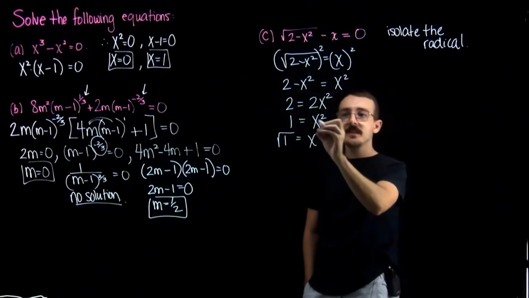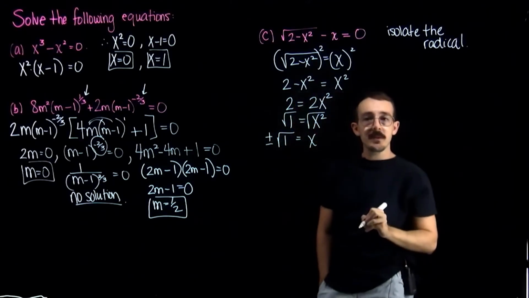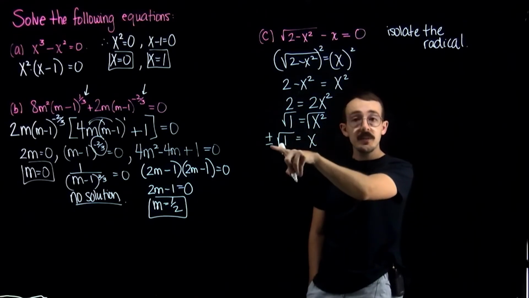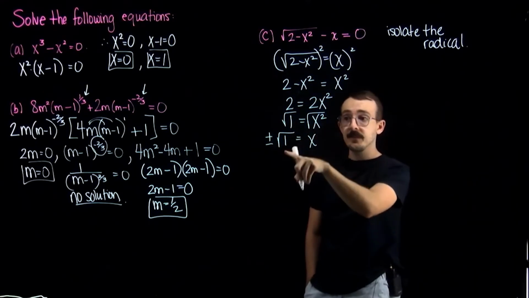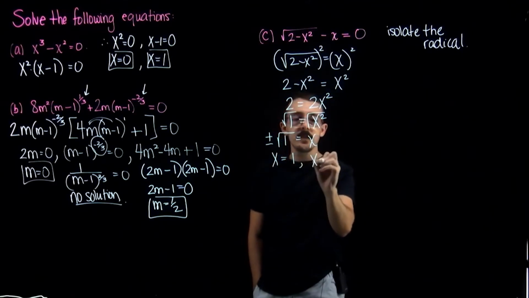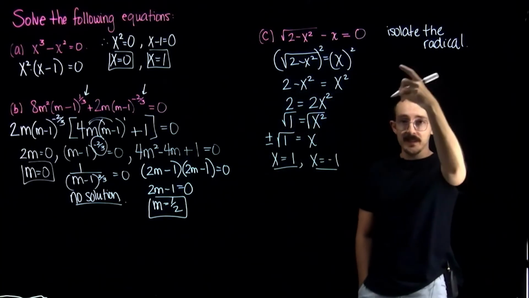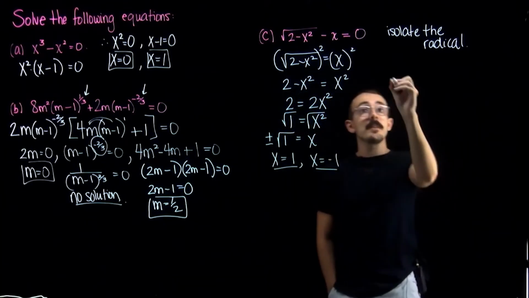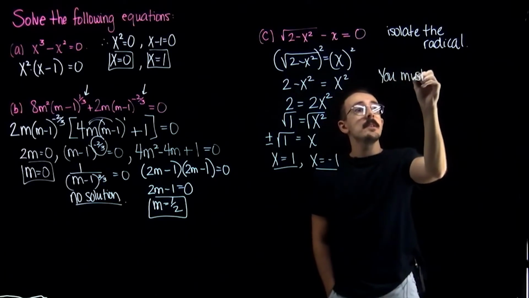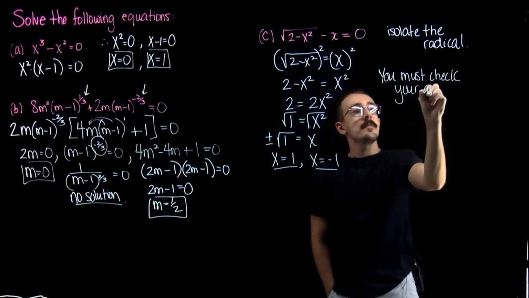However, because I took a square root on both sides of this equation, I need to remember to put a plus or minus symbol. Because you could have had 1 in here, 1 squared is 1. Or you could have had negative 1 in here, squared is 1. So x is equal to 1 and x is equal to minus 1 are the two solutions we get doing this process. However, for radical equations, you must check your answers.